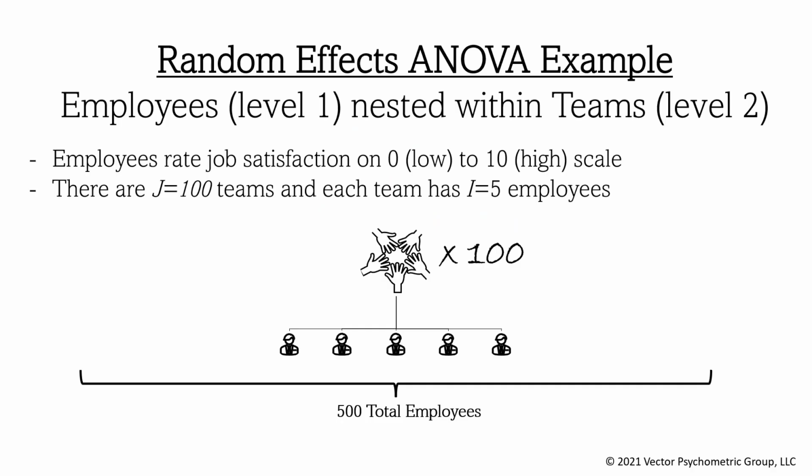In this demo, we're going to fit a random effects ANOVA model to a dataset looking at employee job satisfaction. All the materials needed to replicate these analyses will be available at the website linked below, so check those out if you're interested. Note that these data closely parallel our ongoing example, except now there are going to be 100 teams with 5 employees each, so a total of 500 employees.